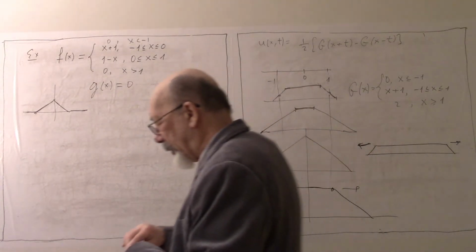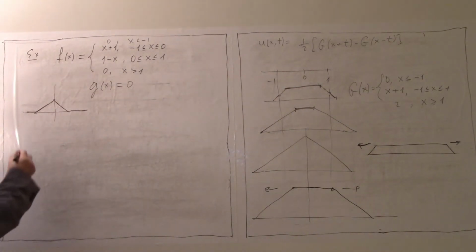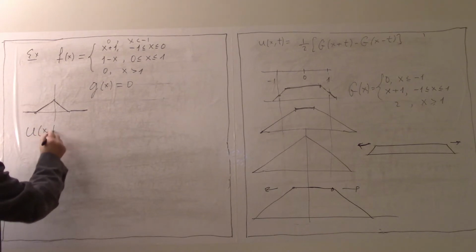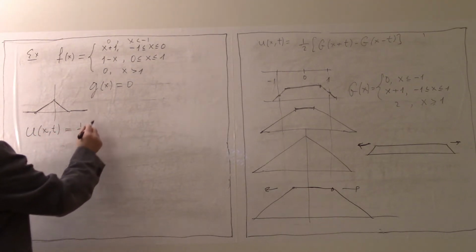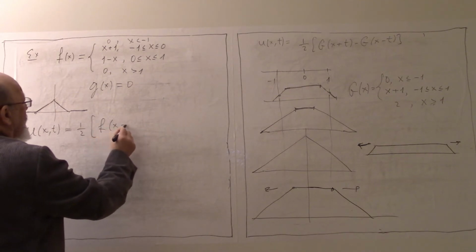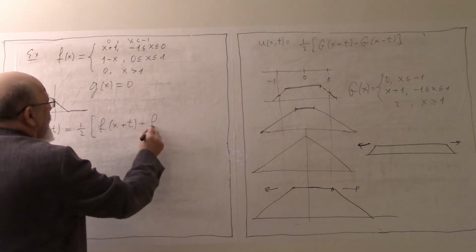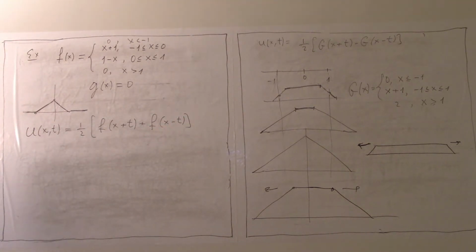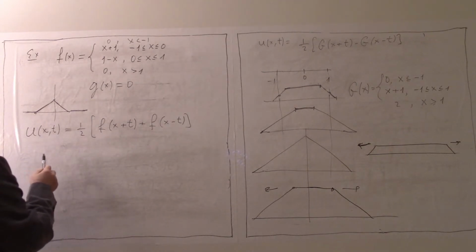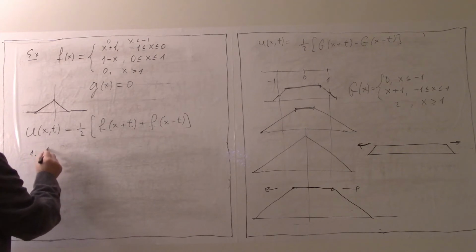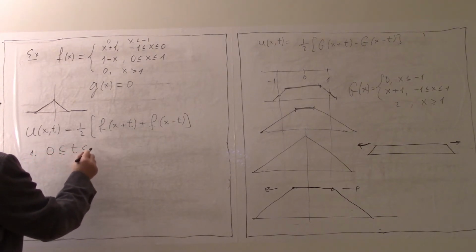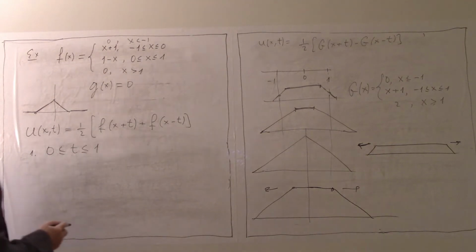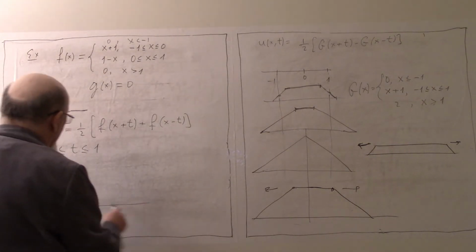So we have to find the solution of the wave equation. In this case, u of x,t equals 1/2 of f of x plus t plus f of x minus t. Simply so. And again, we have here two cases. Case 1, t between 0 and 1. So let me draw the diagram.